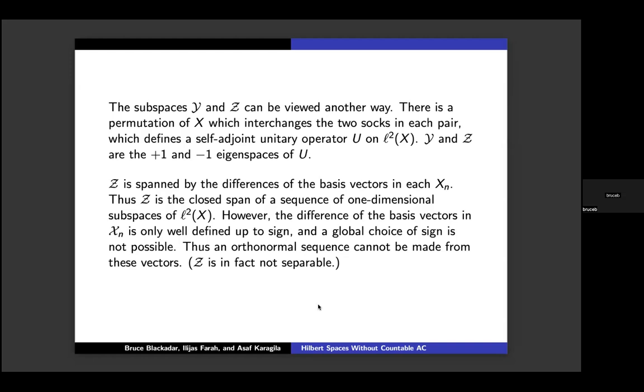And in fact, Z is not separable, because if Z was separable, since Y is separable, then you'd get that L2 of X is separable. And we know that that's not true.